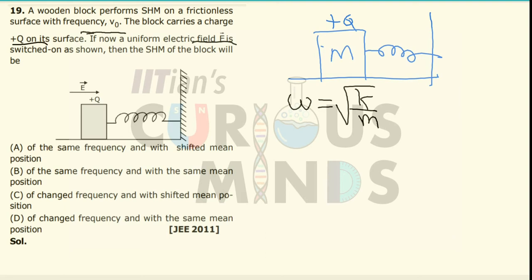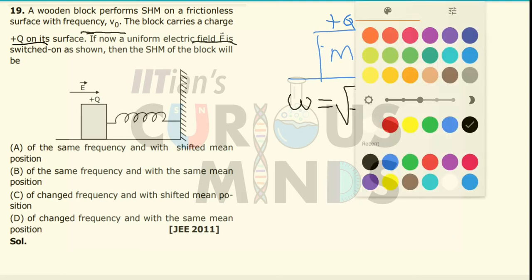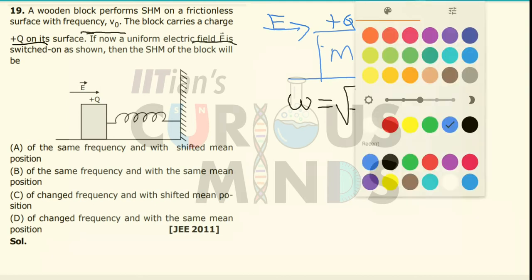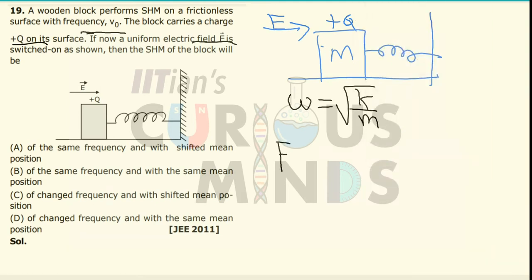When I apply an electric field E, there is an additional force acting on the block. First of all, let me consider that this was the original mean position over here. When it is moving in the right hand side direction, it will experience a force in the left hand side direction. So this force will be equal to the electrostatic force, plus the force over here will be equal to kx.